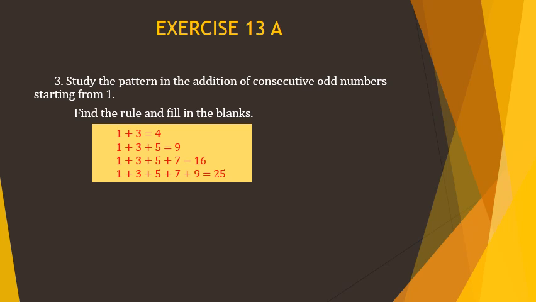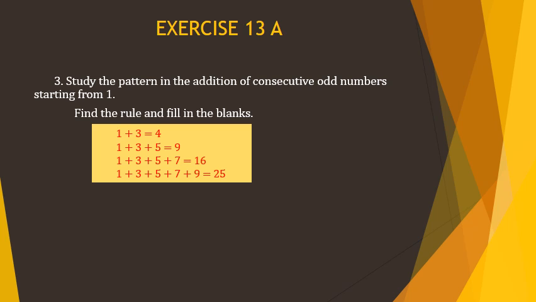After 1, what is the next odd number? It is 3. And what is the next odd number after 3? It is 5. So 1 plus 3 plus 5 is equal to 9. And after 5, which is the next odd number? It is 7. So in the third row you can see 1 plus 3 plus 5 plus 7 is equal to 16. In the same way, after 7, what is the next odd number? It is 9. So 1 plus 3 plus 5 plus 7 plus 9 is equal to 25.